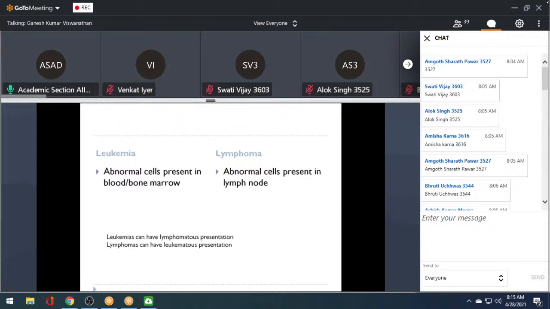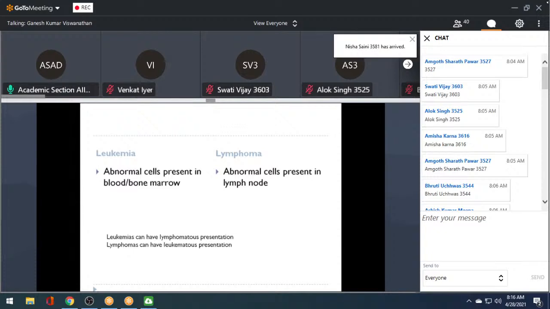So there are two different types of blood cancers or malignancy of the hematopoietic system. The terms we use for them are leukemia and lymphoma. So what is the difference between a leukemia and a lymphoma? We call something leukemia when the abnormal cells or the cancer cells are present in the blood and bone marrow.